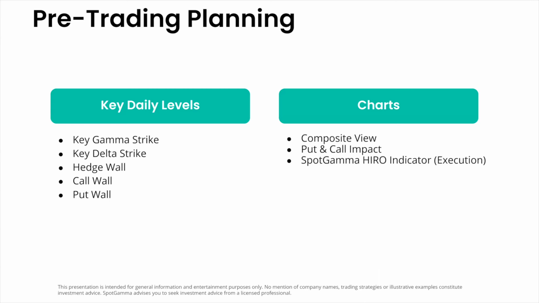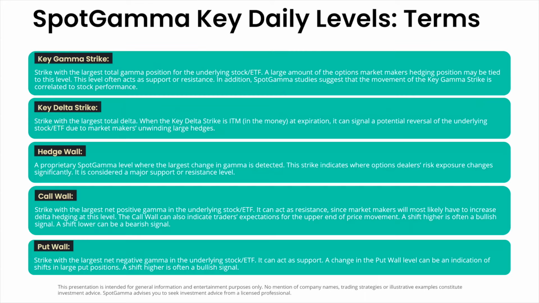I look at graphs that show the key gamma levels and how gamma changes with price. Also look at the HIRO chart, and that is technically part of my execution process. Before discussing this case study, let's briefly look at some background information and an explanation of these levels and charts.